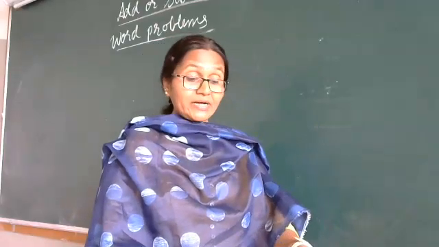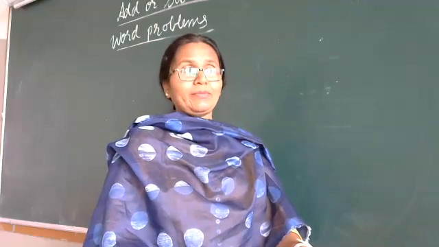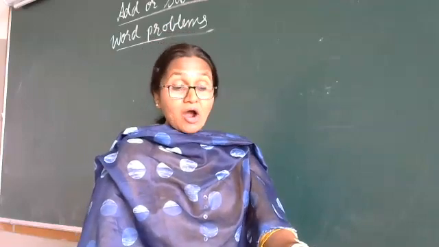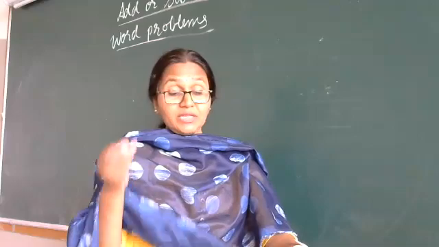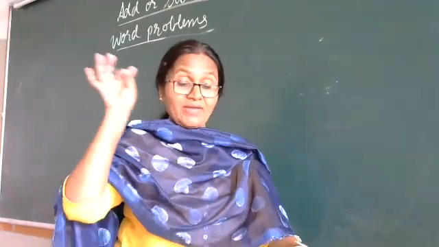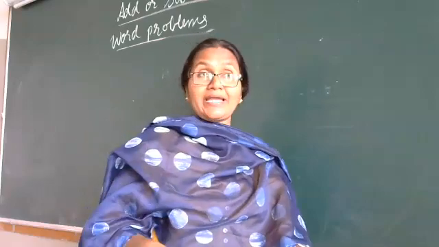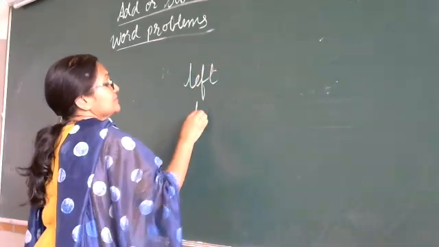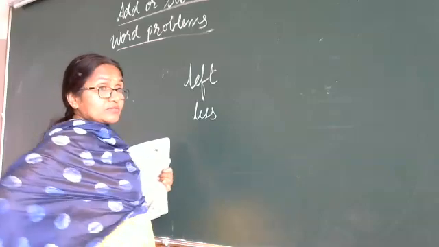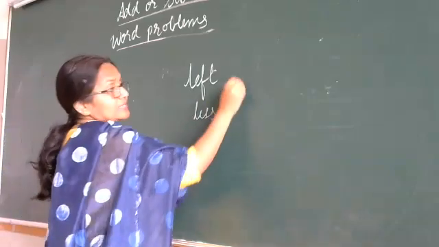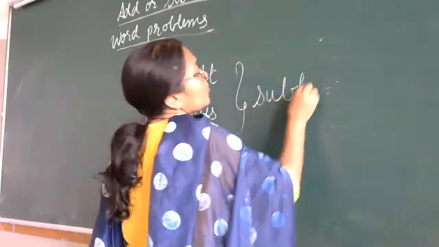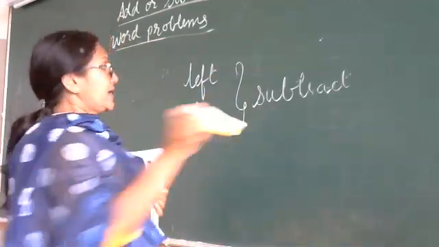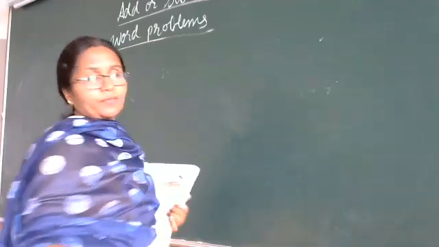The second example they have given: there were 10 books on the table. How many books are there on the table? 10. Out of those, 3 books were taken away. How many books are left on the table now? Left, less. So these words mean a subtraction word problem. Understood all? It is a subtraction word problem.